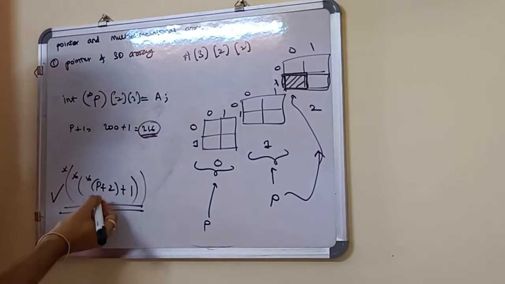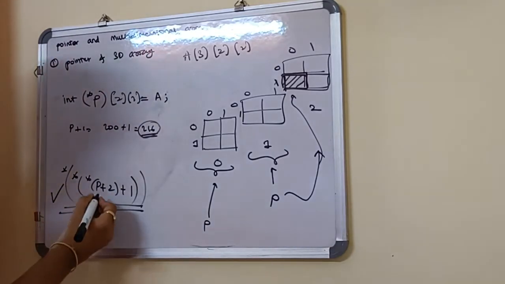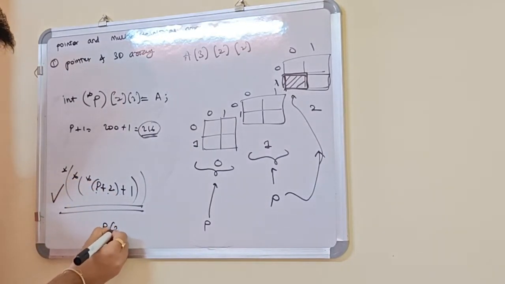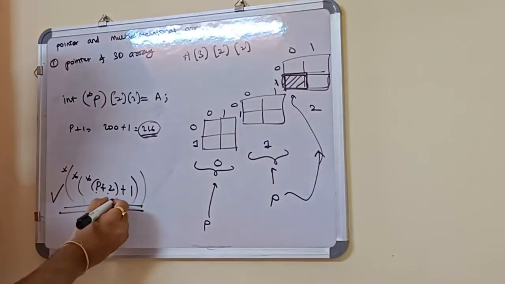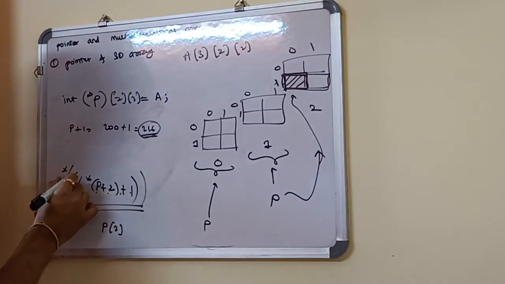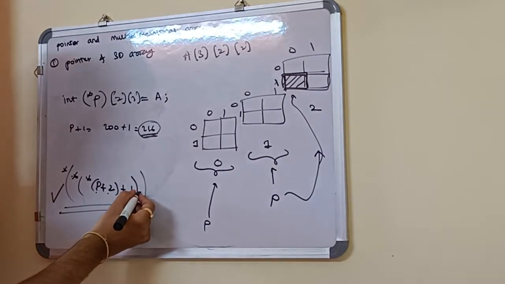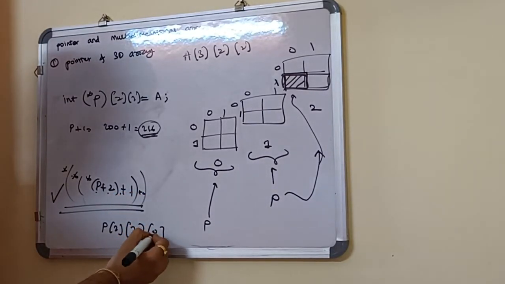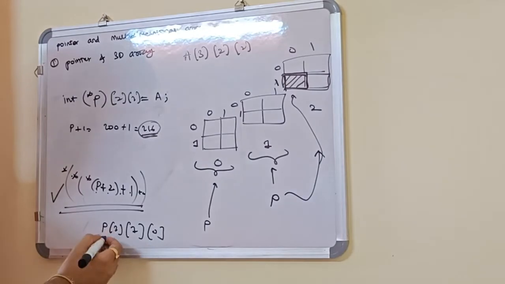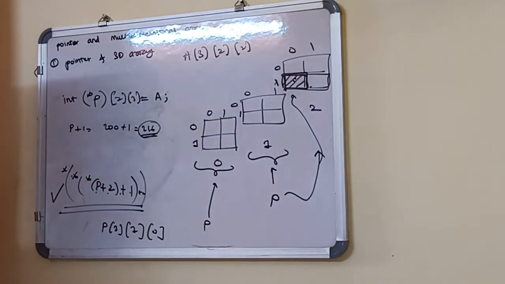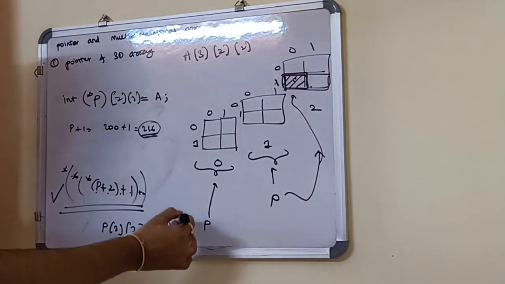So if I reduce it, star of (p plus 2) is nothing but p of 2, then plus 1 star means 1, and here it's plus 0, so it's 0. So this is p of 2, then the first row, and then the 0th element, the 0th index. So this is how we can represent a 3D array.